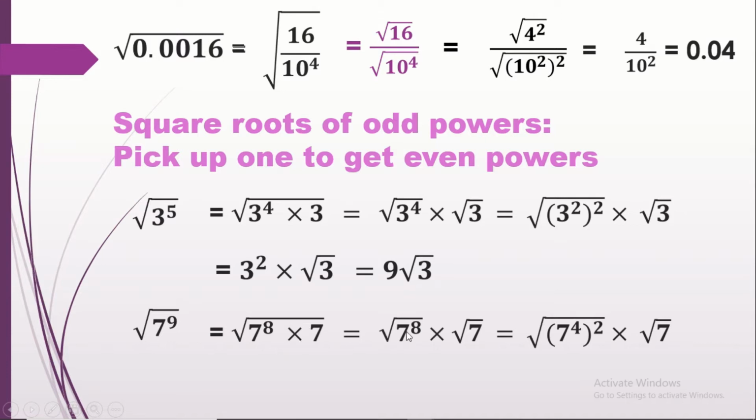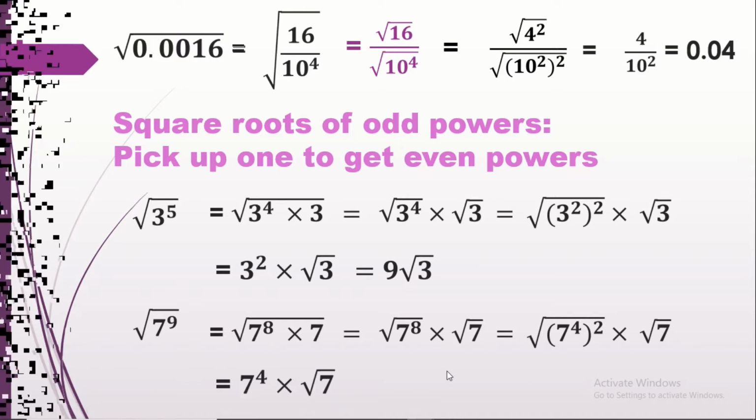So it's radical 7 power 8 times radical 7. Now here 7 power 8 we have even power. We divide it by 2. Here the square cancels the radical. What remains for us? 7 power 4 times radical 7. Radical 7 remains the same since 7 is not squared. There's no square to cancel this radical. So what remains for us? 7 power 4 times radical 7.